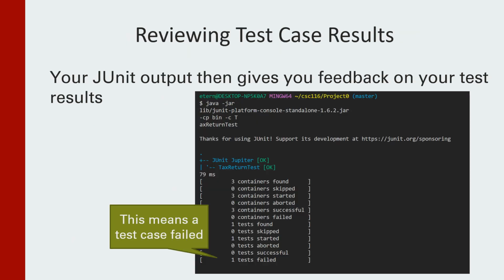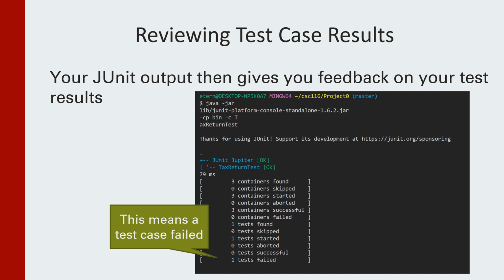Your JUnit output will give you feedback on your test results. So you should see an output that says, thanks for using JUnit, and then it has these square brackets and it tells you how many tests it started and how many tests were found successful and failed. So it has quite a little bit of information here.